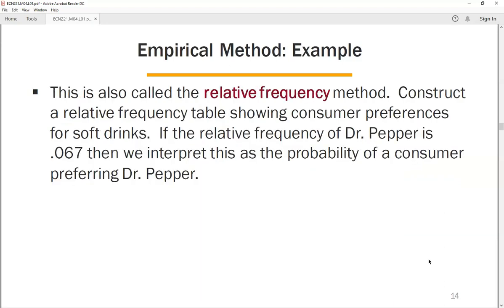Then if we think about the empirical method, we're thinking about getting a relative frequency. What we would typically do is construct a relative frequency table, as we've seen before. It might show consumer preferences. In this example, soft drinks, it's one I've shared before. We might look at it and see the relative frequency of Dr Pepper coming up as the preferred soft drink is 0.067. How do we interpret that? That means that the probability of a consumer preferring Dr Pepper is 0.067. This could be for things other than soft drinks, of course, or whatever outcome we're looking at in any particular experiment.